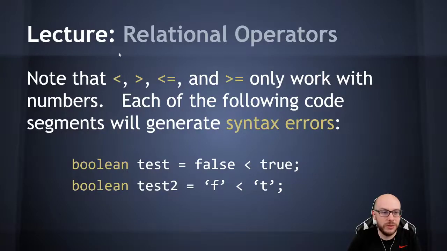Note that these four, less than, greater than, less than or equal to, greater than or equal to, only work with numbers. Each of the following would give you a syntax error. Earlier I showed you that I think of false as a 0 and true as a 1, and I was curious, are they treated as such? That's not the case. If you plug this in, you're going to get a syntax error, which means IntelliJ is going to underline it with a little red squiggly.